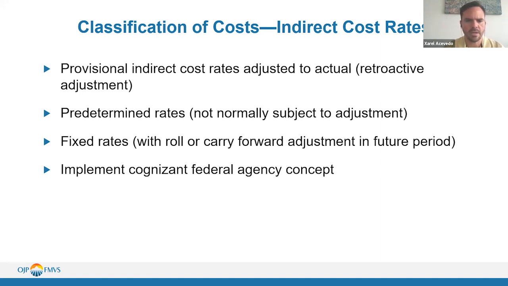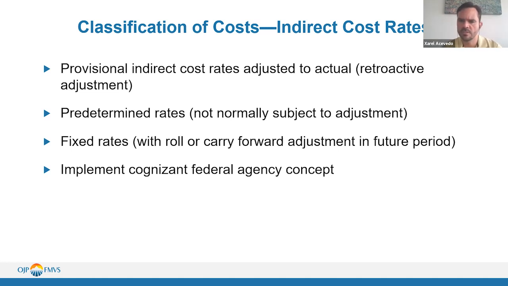All right. Then it says predetermined rates, not normally subject to adjustment. Okay. If historically in your organization your indirect rates don't fluctuate too much, let's just say it's pretty consistently 12% of your direct cost, then you can reach an agreement for a predetermined rate and not have it applied retroactively. But then again, this is if your indirect cost rate doesn't fluctuate too much, okay?